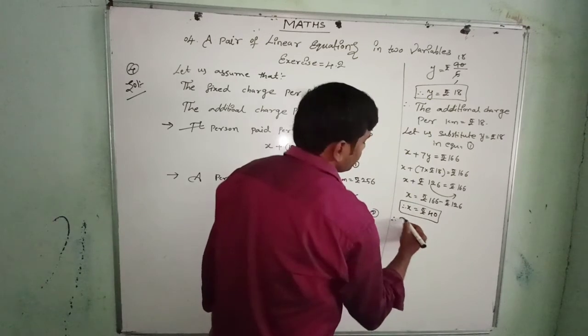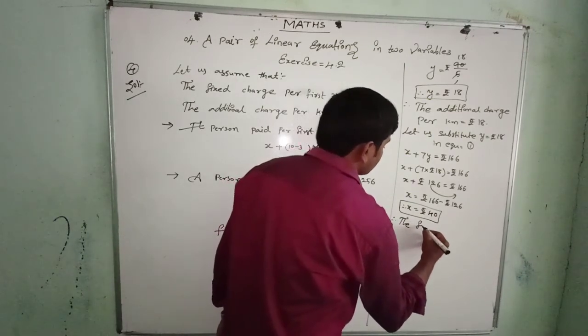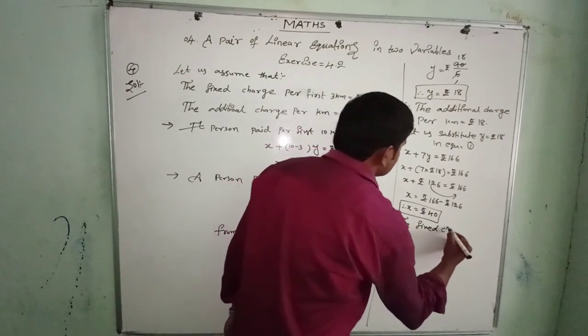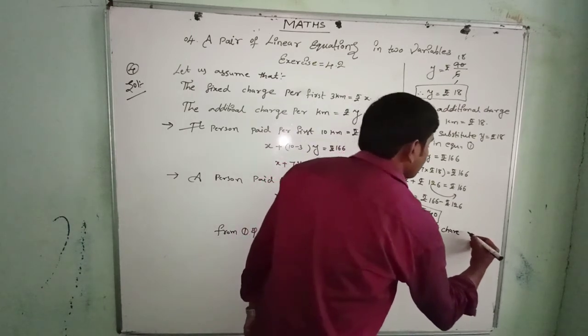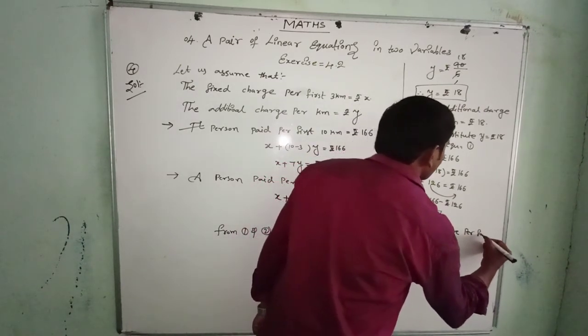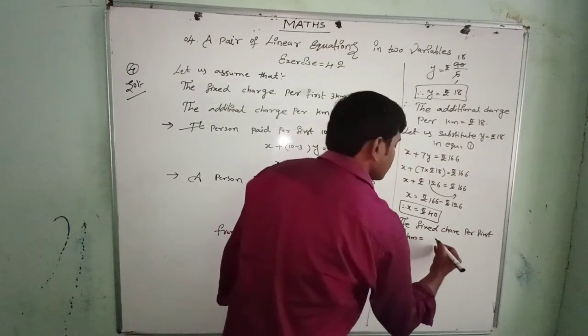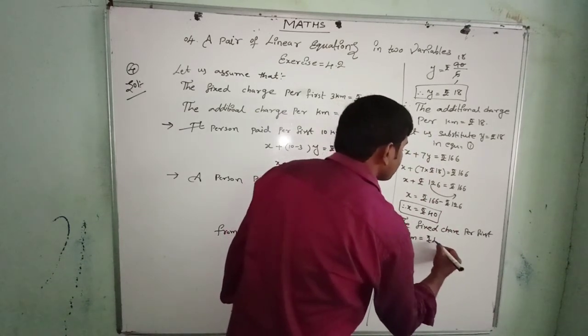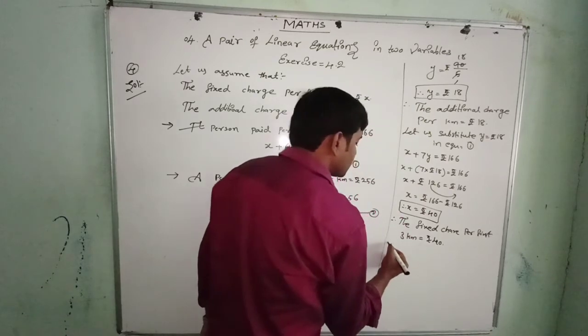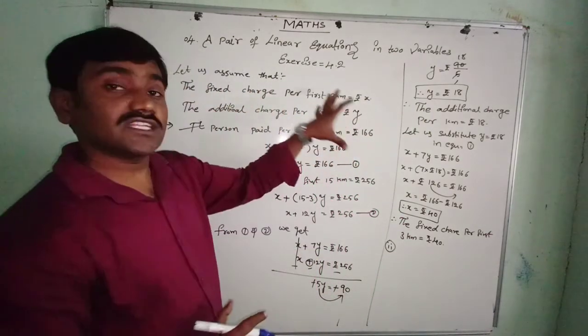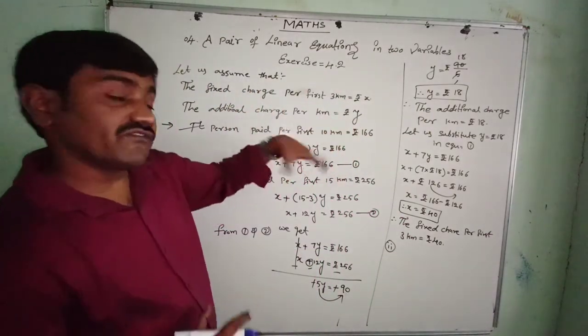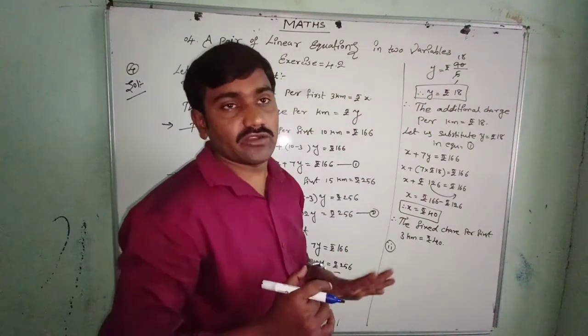That means therefore the fixed charge for first 3 kilometers equal to rupees 40. Then the second question will be there. The fixed charge will be 40 rupees, and for every additional kilometer they will charge rupees 18.